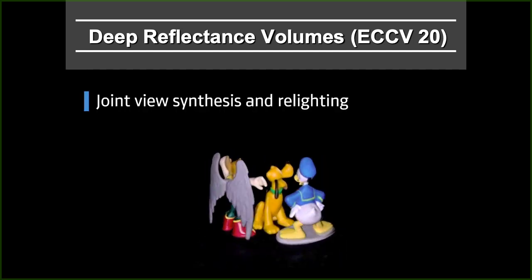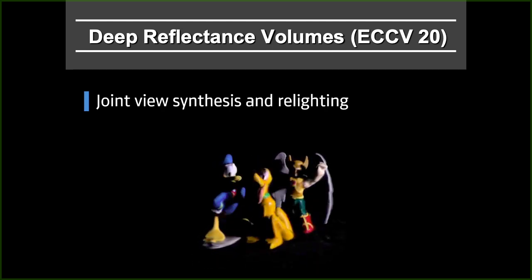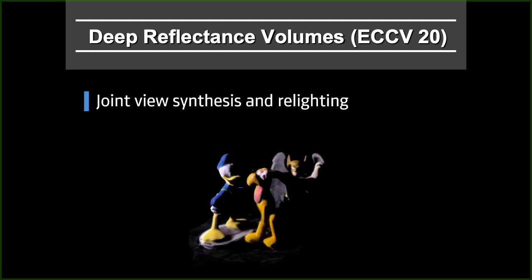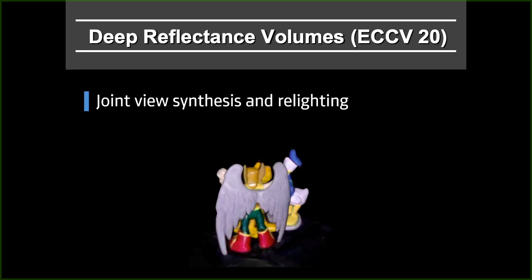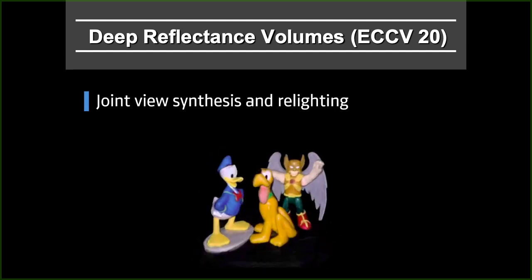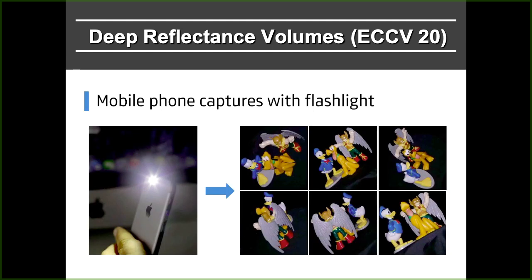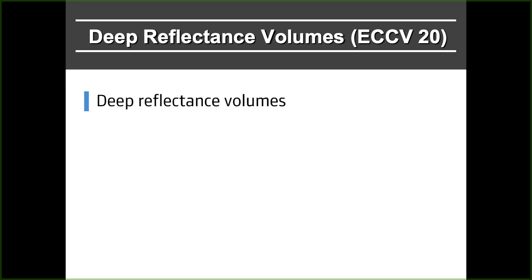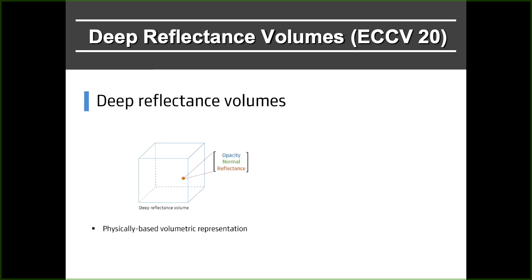We present a new rendering framework to reconstruct the appearance of complex real scenes for joint view synthesis and relighting. We apply a practical acquisition setup for this task and use a consumer mobile phone to capture multi-view images of the scene with flashlight. At the heart of our approach is the voxel-based volume representation that captures scene geometry and appearance. Each voxel in the volume consists of opacity, normal, and reflectance.